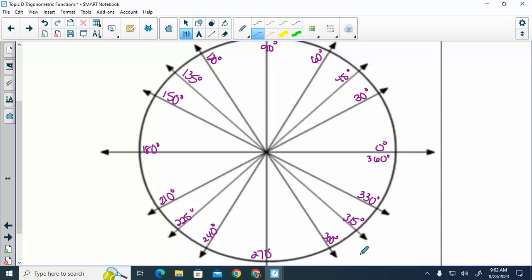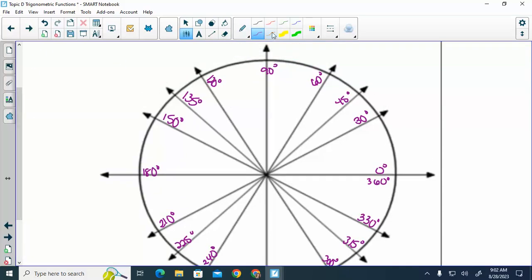When we're talking about radians, what do most of those have in them? The pies. You start seeing pies. Yeah. So 0 degrees is like 0 radians, or 360 is the same as 2 pi. 30 is pi over 6. 45 is pi over 4. 60 is pi over 3. 90 is pi over 2.